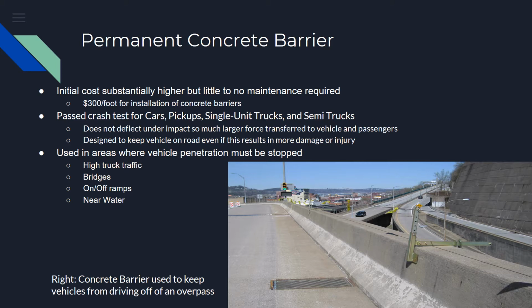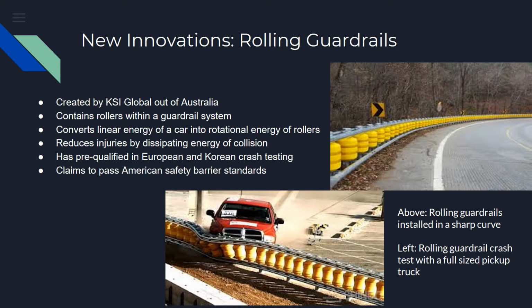A new guardrail system has been developed by KSI Global, a company based out of Australia. This system contains large rollers that are housed inside a metal crash barrier. These rollers are strategically placed so that they stick out past the metal rails and absorb the impact of the vehicle when struck. These rollers are able to convert some of the linear energy of the car into rotational energy of the barrels. By doing so, the severity of crashes is greatly reduced and allows the vehicle to sustain less damage than a rigid wall.